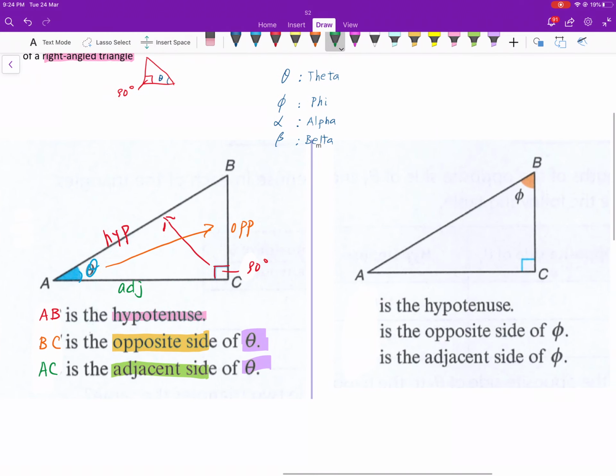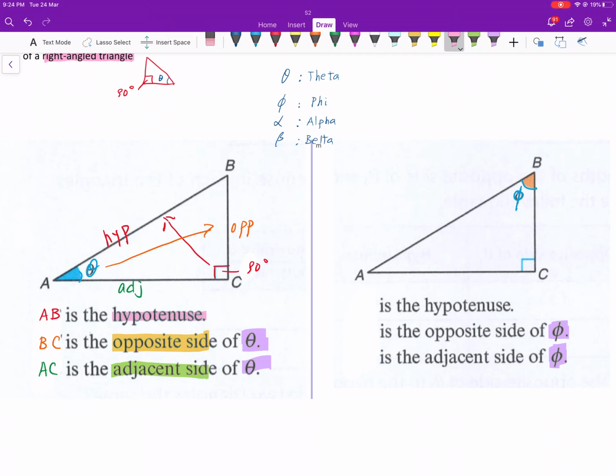And in the figure on the right hand side, you can see that the angle is in a different position. So we have the angle phi here. On the left hand side, the angle is theta, and now in the figure on the right hand side, we have another angle phi in a different position. So let's see again the hypotenuse, opposite side and adjacent side, this time for angle phi.